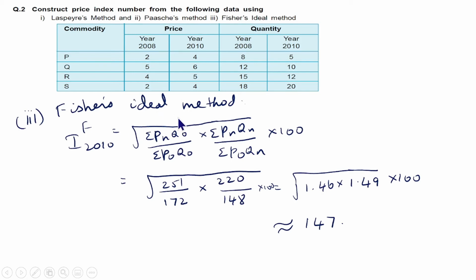So for Fisher's ideal method, we have to find the index using the geometric mean of Laspeyre's index and Paasche's index. So this we have already calculated. Laspeyre's index we calculated as 146 and Paasche's index was 149. So this is the formula that we have to use to find Fisher's index. It is root of 1.46 into 1.49 into 100, which is approximately equal to 1.47 into 100. So it is approximately equal to 147.